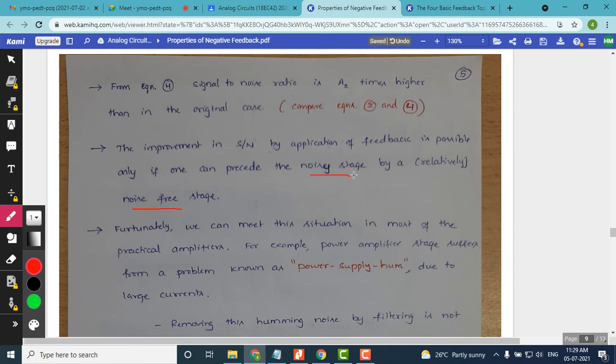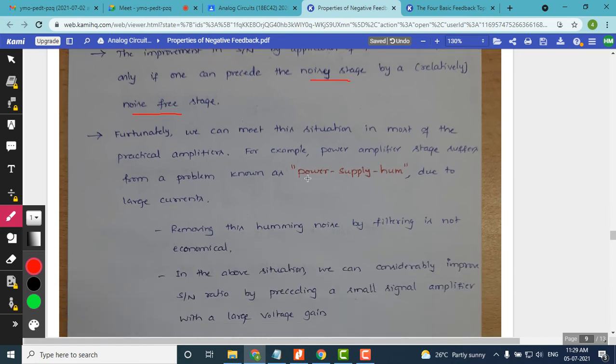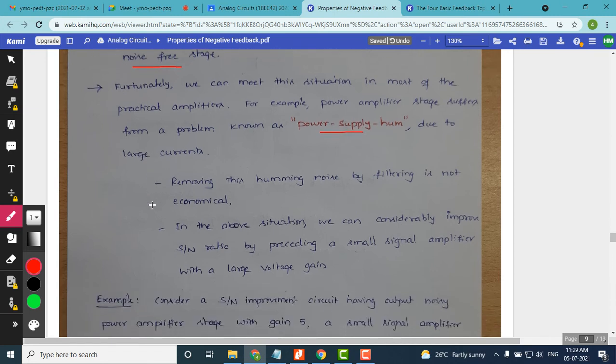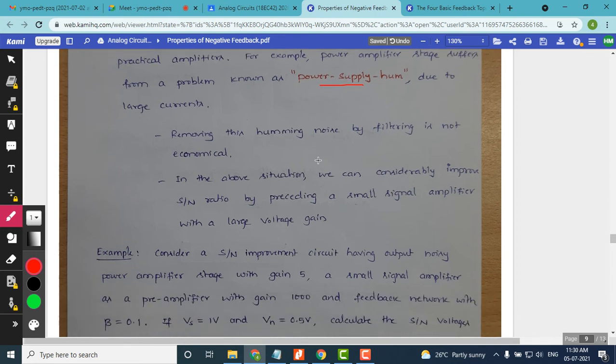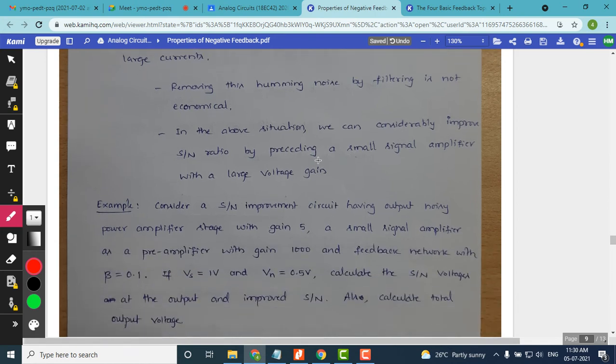Fortunately, we can meet this situation in most practical amplifiers, especially in power amplifiers, which suffer from a problem called power supply hum. This block diagram that we have shown can be used there. The power supply hum is the result of large current flowing in the power amplifiers, and there we can reduce the noise using the block diagram, and the signal to noise ratio can also be considerably improved.